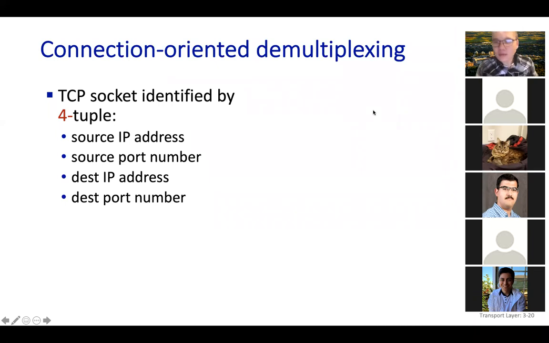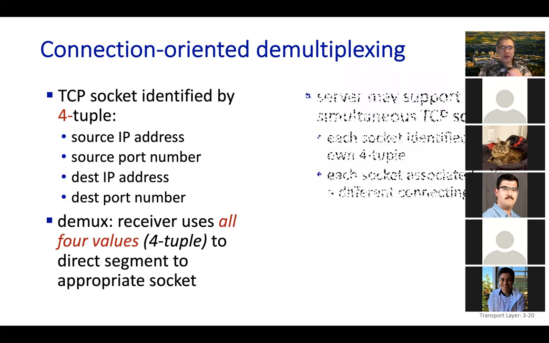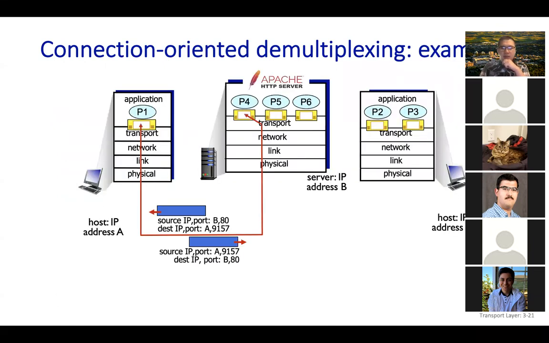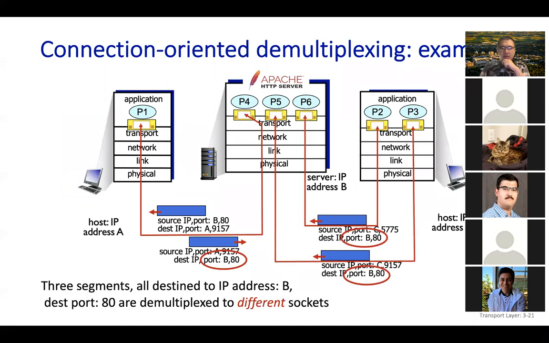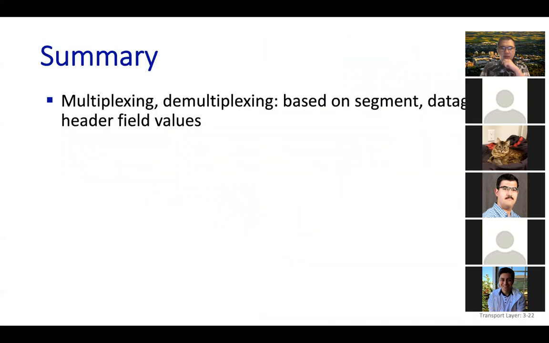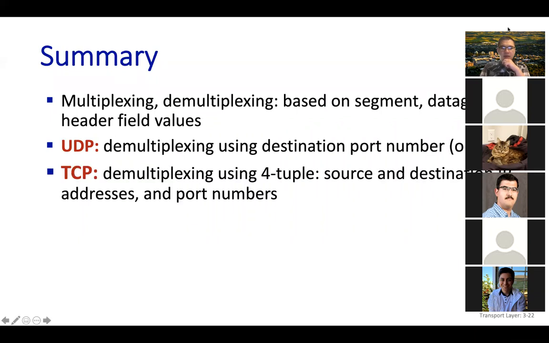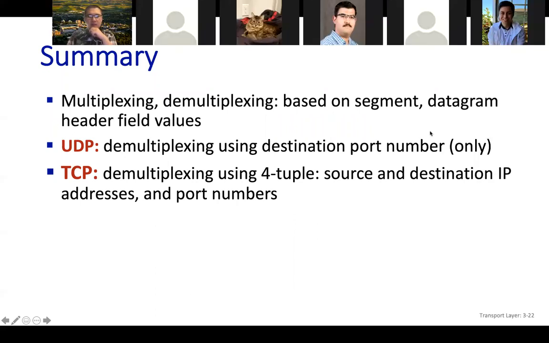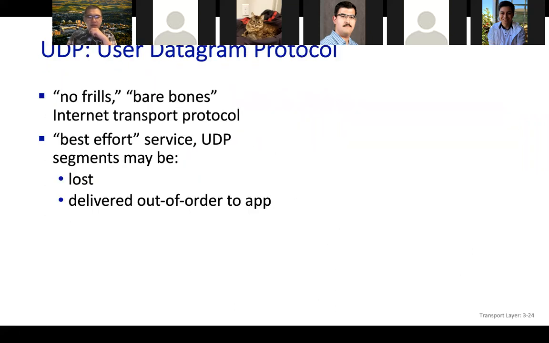So is that okay? I think last lecture, right? We were talking about multiplexing and demultiplexing with UDP and TCP, right? Still remember the difference? That's important, okay? UDP uses the destination port number, TCP demultiplexes using the four tuples, source and destination IP address and port numbers, right? That's the main difference. And after that, we go to UDP, the User Datagram Protocol, right?